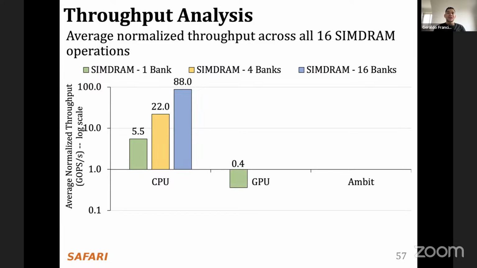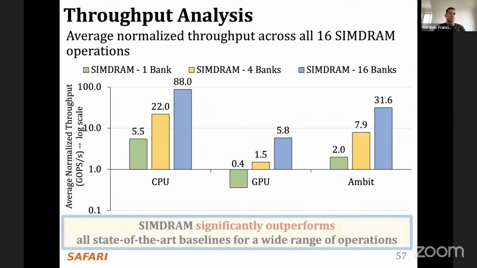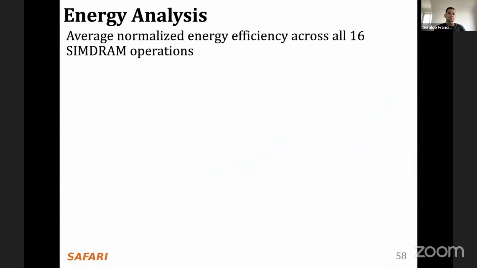Second, SIMDRAM with a single bank is not enough to outperform the throughput of the GPU. However, with 4 DRAM banks, SIMDRAM provides 1.5 times the throughput of the GPU, which scales to 5.8 times when using 16 DRAM banks. Third, compared to Ambit, SIMDRAM with 1 bank provides 2 times Ambit's throughput, while SIMDRAM with 4 banks provides 7.9 times, and SIMDRAM with 16 banks provides 31.6 times the throughput of Ambit. We conclude that SIMDRAM can largely outperform all the 3 state-of-the-art baselines for a wide range of operations.